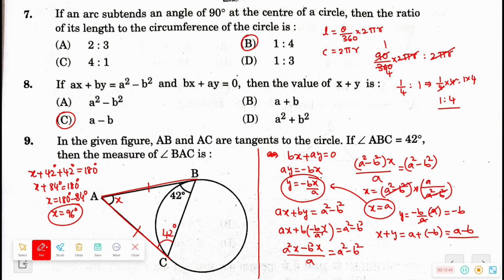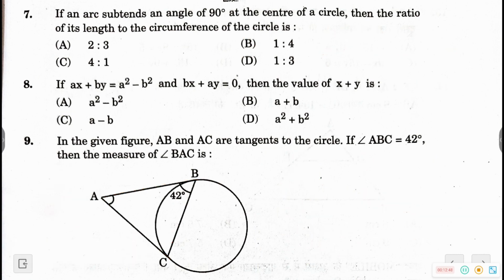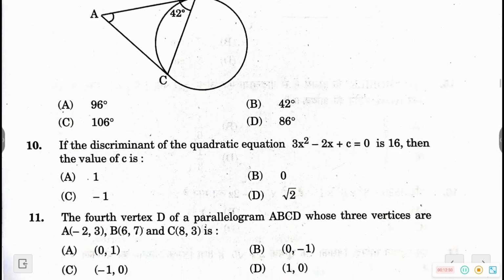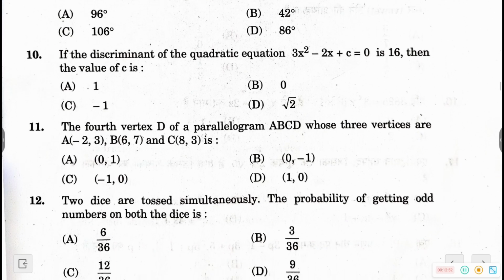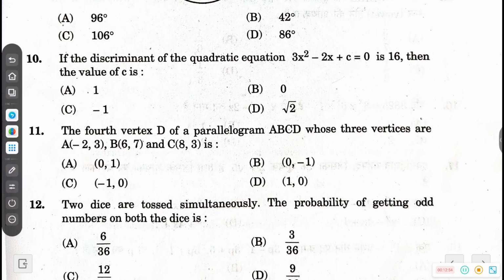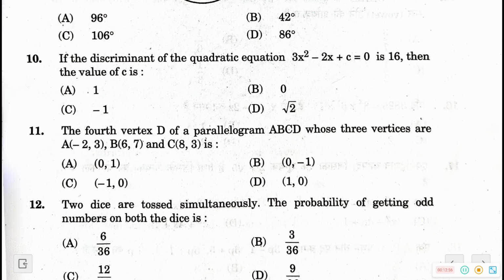Now let's see which option is correct here. 96 degrees. So 96 degrees is option A. So here it is option A.